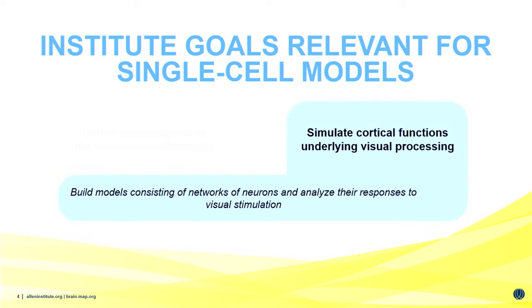Another goal is to simulate cortical functions that underlie visual processing. To do this, we're building models that consist of networks of neurons, and then we present visual stimuli to those models and analyze their responses. And so the single cell modeling work really links these two goals together and tries to bridge our components focused work on characterizing the cell types to our computation and even cognition focused work on the modeling side. It does that by allowing us to populate these network models with single cell models that were based on cells that we've experimentally characterized directly.